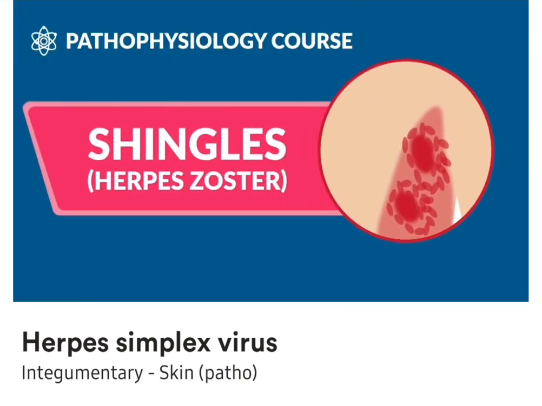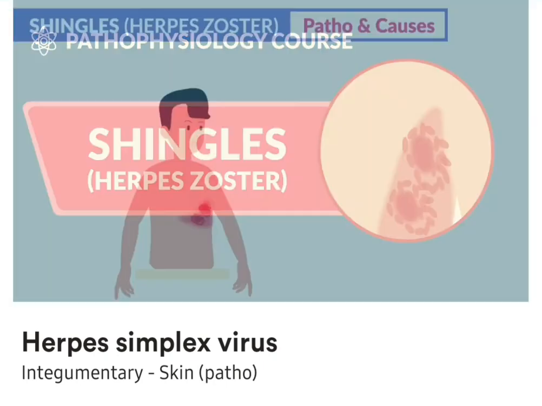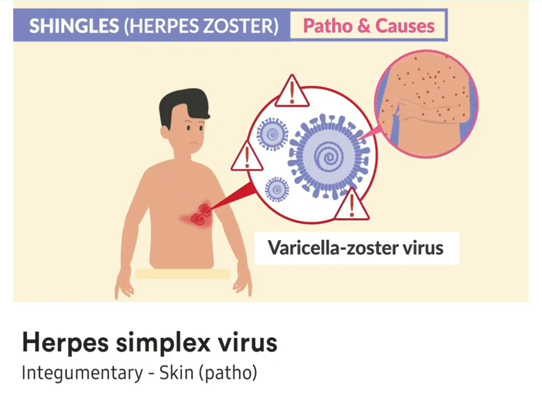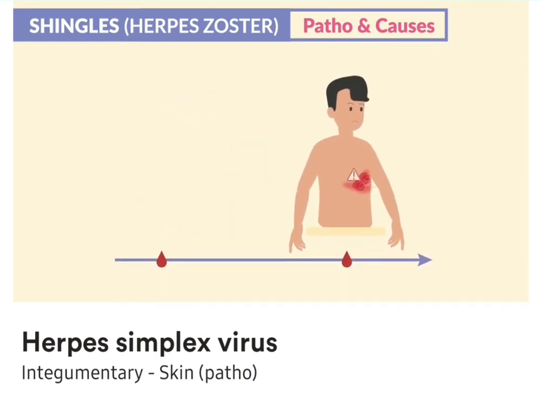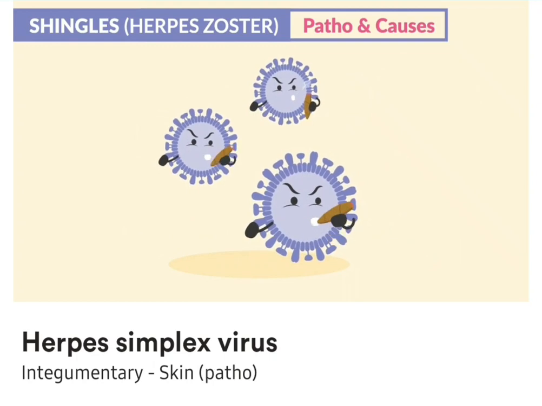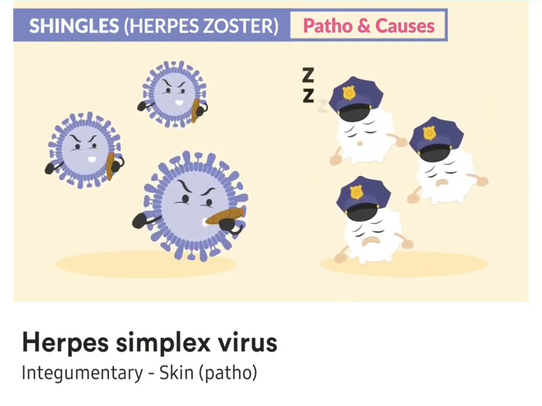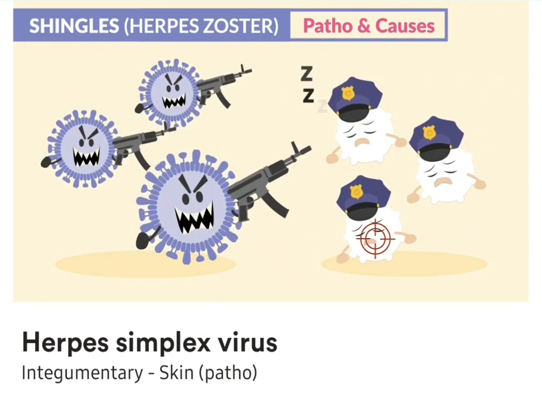Now for shingles, also called herpes zoster. It's caused by reactivation of varicella zoster virus, which is the virus that causes chickenpox. So patients that have had chickenpox as a child are most likely to get shingles in older age. This kind of virus is an opportunistic infection, meaning that it waits till the body's defenses are weak before attacking.